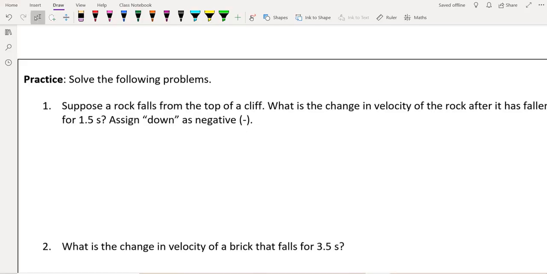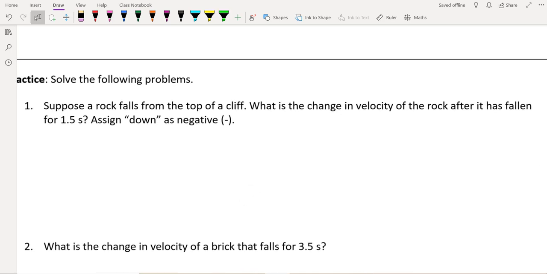Let's look at the final set of problems that you will encounter, and they all involve gravity, right? That's the only change from what we were doing earlier. So the first question goes, suppose a rock falls from the top of a cliff. What is the change in velocity of the rock after it has fallen 1.5 seconds?